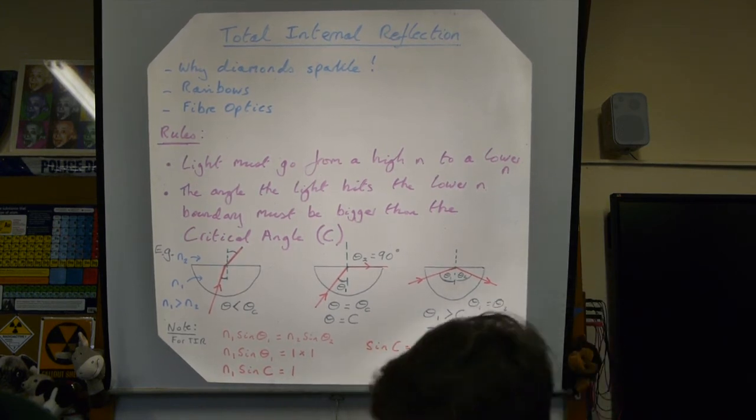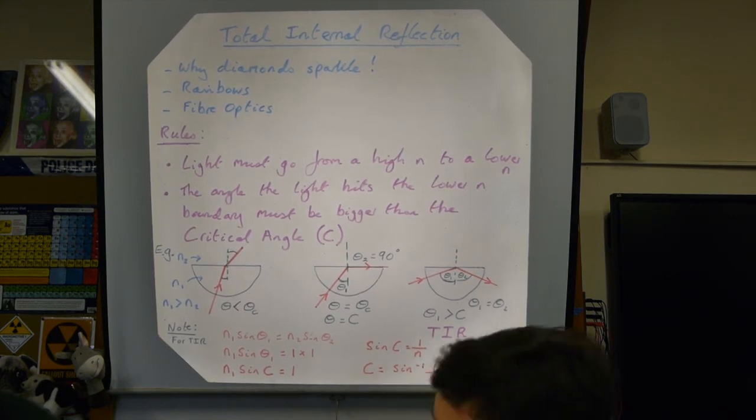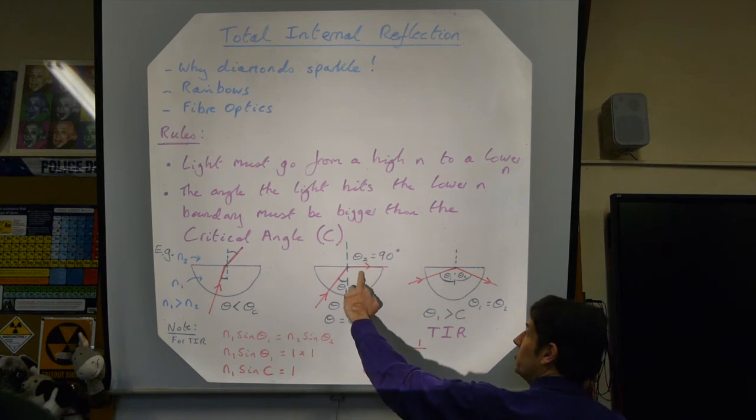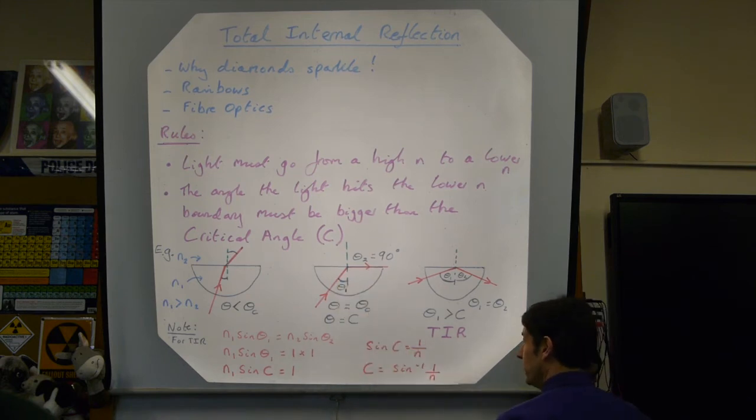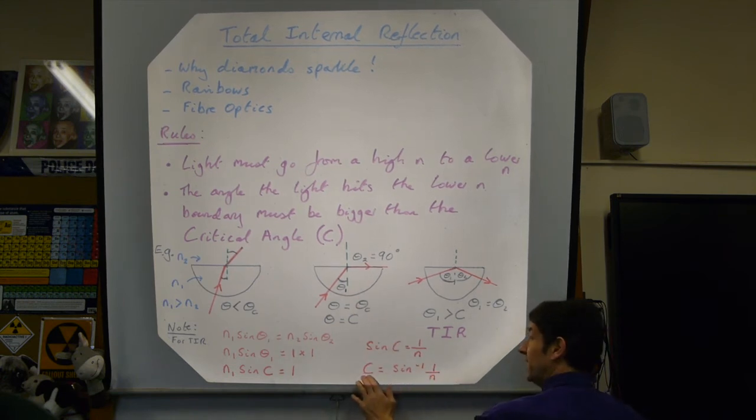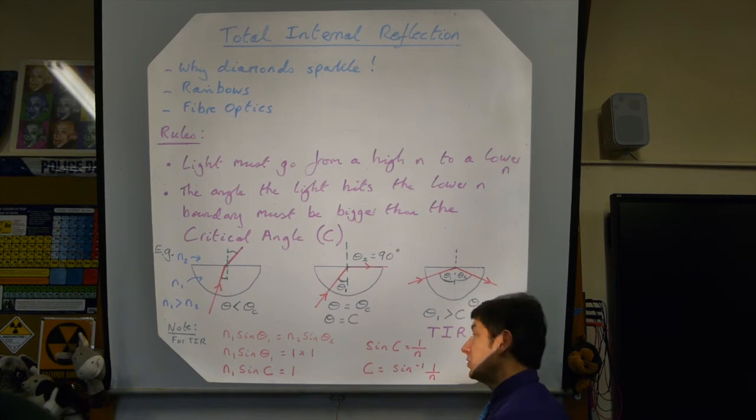And therefore, the critical angle will be equal to the sine to the minus 1 of 1 over n. And you'll see how clever that is, because you often know this number. You often know the refractive index in this material. So if you know the refractive index in this material, it allows you to calculate the angle at which total internal reflection is going to begin.